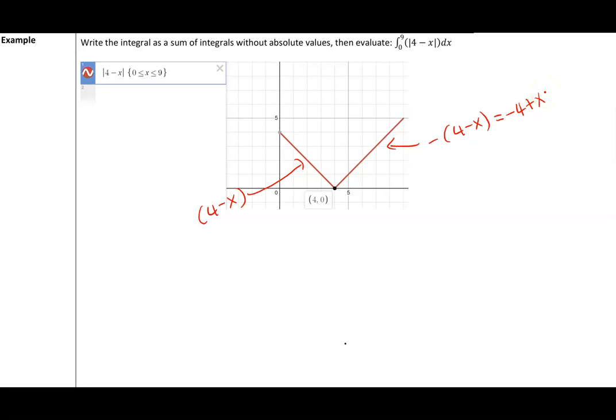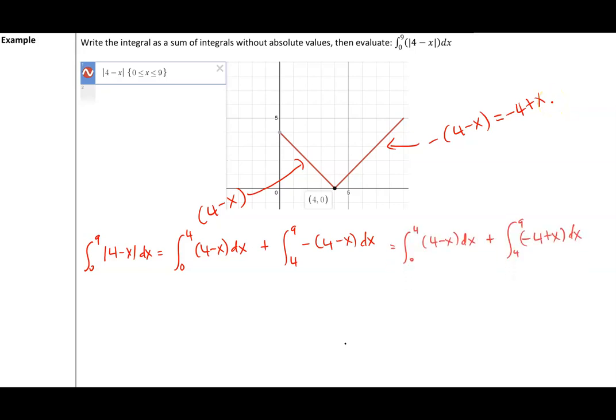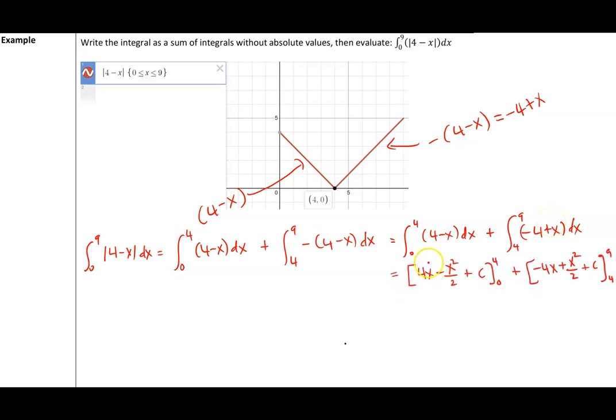So what we have now is the integral from 0 to 4 of 4 minus x, and then from 4 to 9, because we're only doing between 0 and 9. So this next one is going to be between 4 and 9 of negative 4 minus x, which is basically negative 4 plus x. Okay, which is this thing over here, if you distribute the negative. So then let's apply our laws of integrals. So we get 4x minus x squared over 2 from 0 to 4 plus negative 4x plus x squared over 2 from 4 to 9.